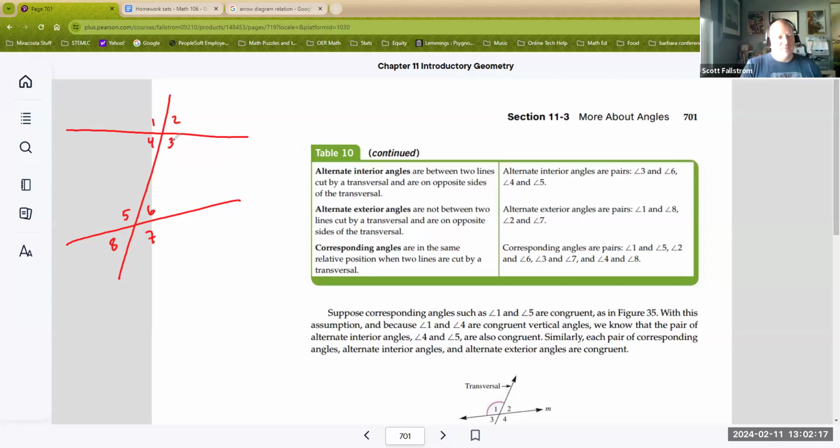So remember, interior angles would be like 3, 4, 5, and 6. Those are interior. But what I want you to do is look at 4. That's an interior angle, and 5. That's an interior angle. And those are interior angles on the same side of the transversal. But oftentimes in math, we look at ones that are called alternating. So number 4 is on the left side of the transversal, and number 6 is on the other side of the transversal. So that's what we call alternate interior angles.